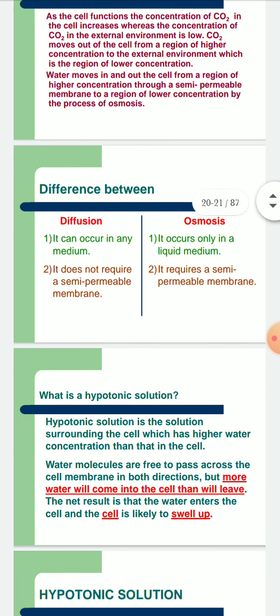Now water moves in and out of the cell from a region of high concentration through a semi-permeable membrane. The plasma membrane is a semi-permeable membrane which allows the entry or the exit of the water particles in and out depending on the concentration, from a region of high concentration to a region of low concentration through the process of osmosis.